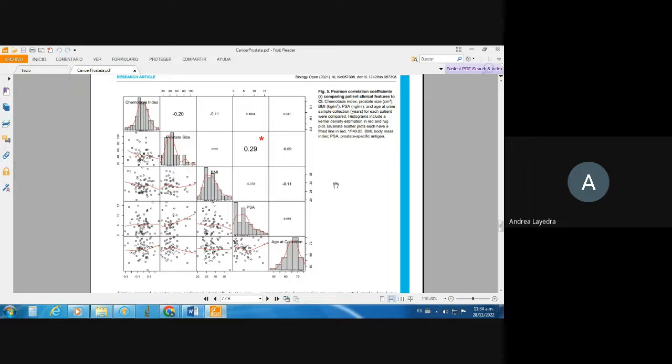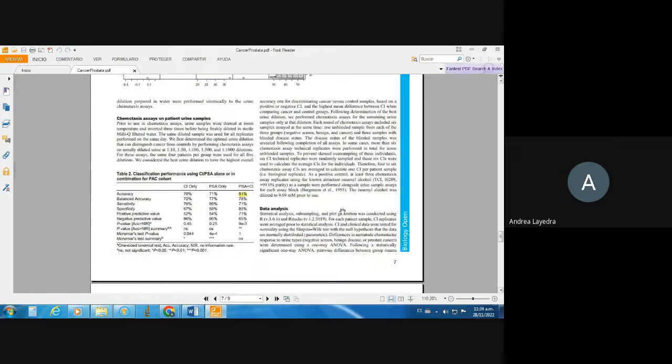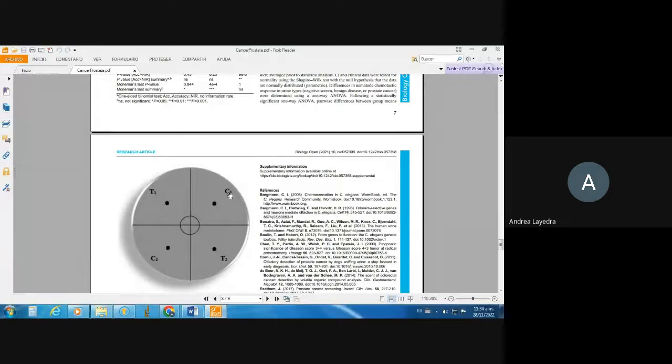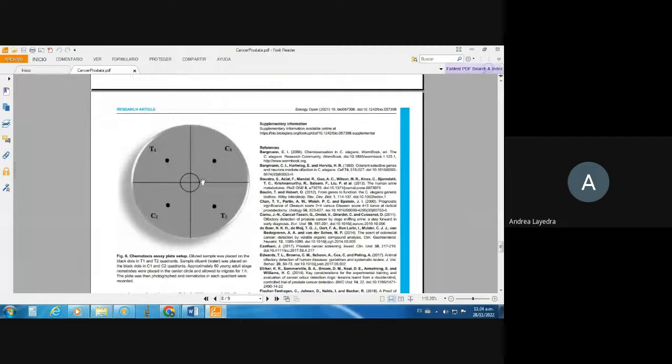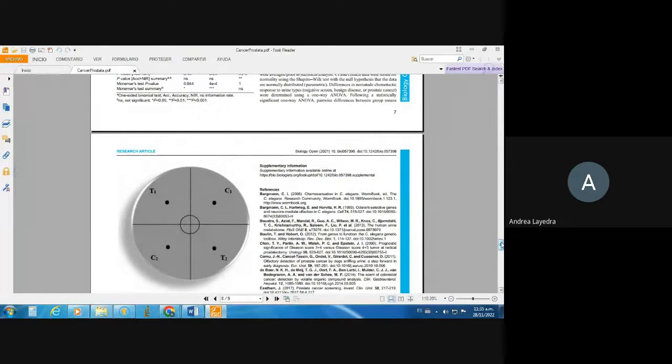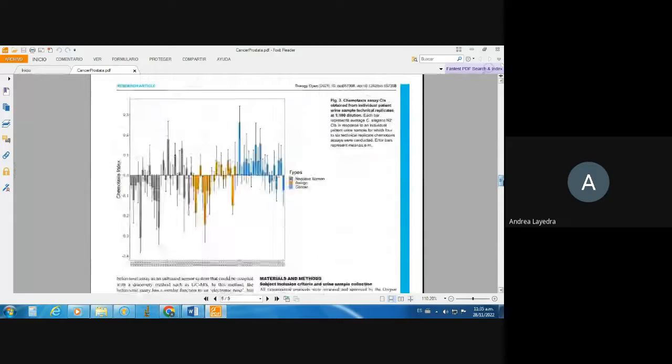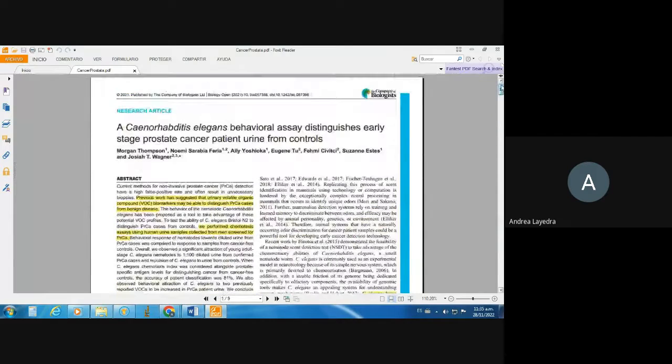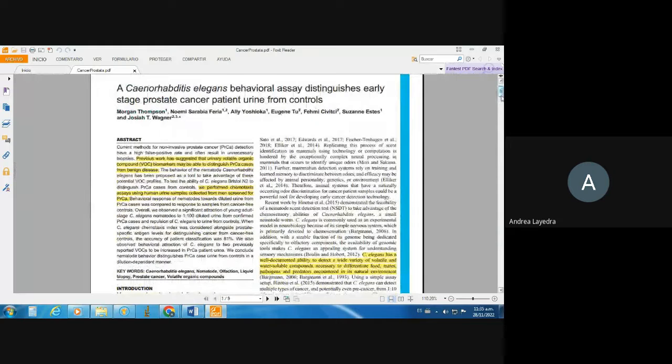In conclusion, these results support previous work that animal olfactory response could be a useful tool to discriminate cancer stage. And finally, I want to show you the scheme in agar plate to do a chemotactic assay. I like this work because I want to use the chips to do this assay. Well, that is all. Thank you.